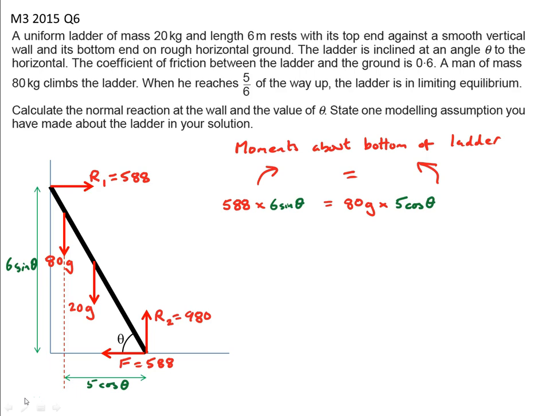The moment of the 20g is given by 20g times the perpendicular distance of the line of action of the 20g from the foot of the ladder. The 20g is acting at the midpoint of the ladder, which is 3 meters up the ladder. So the perpendicular distance of the line of action of the 20g from the foot of the ladder is 3 cos theta.